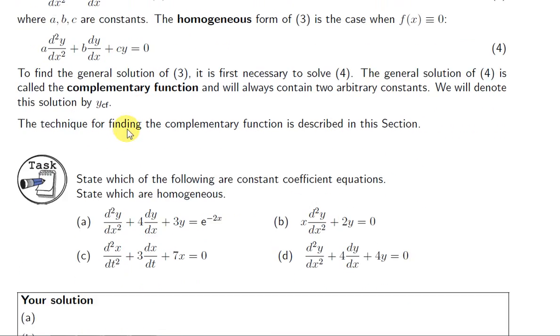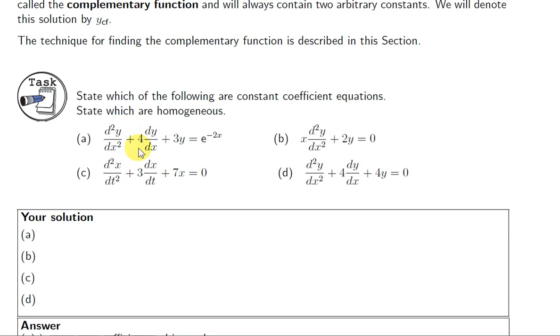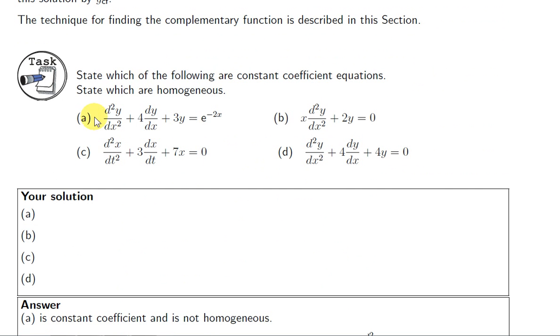Anyway, before we do that, let's just look at some examples of second order ordinary differential equations, and let's classify them. We can see that this one here is a second order linear differential equation with constant coefficients. A is 1, b is 4, c is 3. The right hand side is a function of x. What about this one over here?